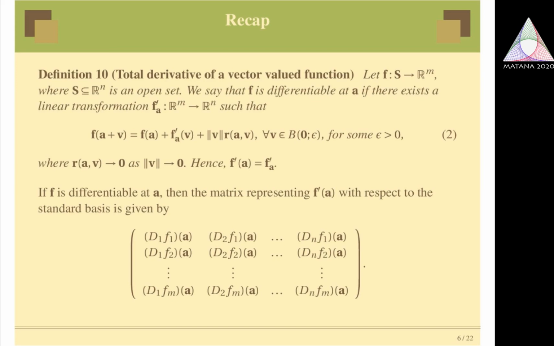If f is totally differentiable at a, the matrix representing f'(a) with respect to the standard bases is given in the slide. We can easily observe that the ijth entry of the matrix representing f'(a) is D_j f_i at a.